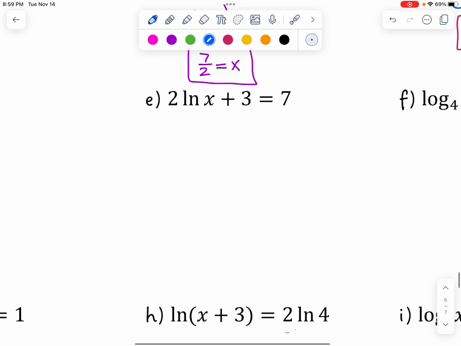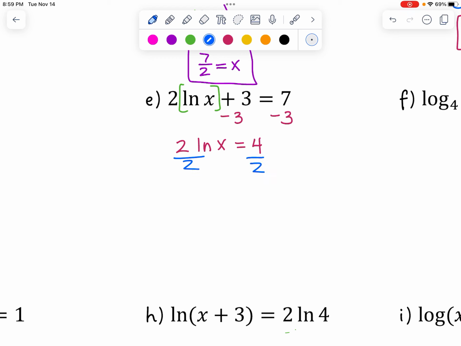All right, in question E, I only have one log. It is the ln of x. So I need to first isolate that log. I'm going to subtract 3 from both sides, and I get 2 ln x equals 4. Now I need to finish isolating the log, and I'll do that by dividing both sides by 2. Since it was 2 times the log, we get ln of x equals 2.